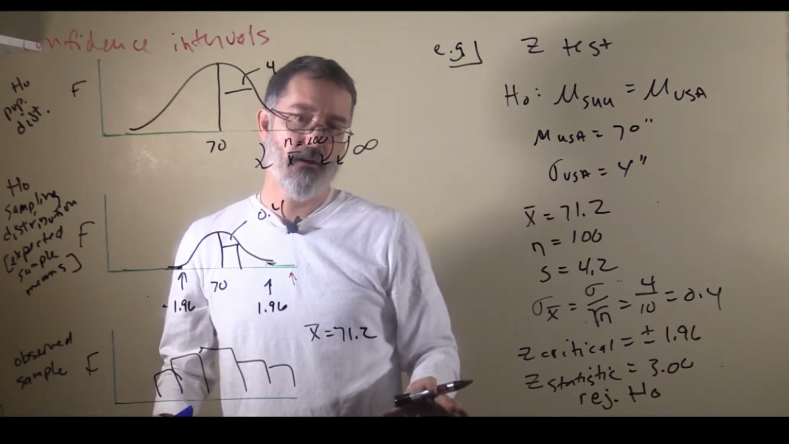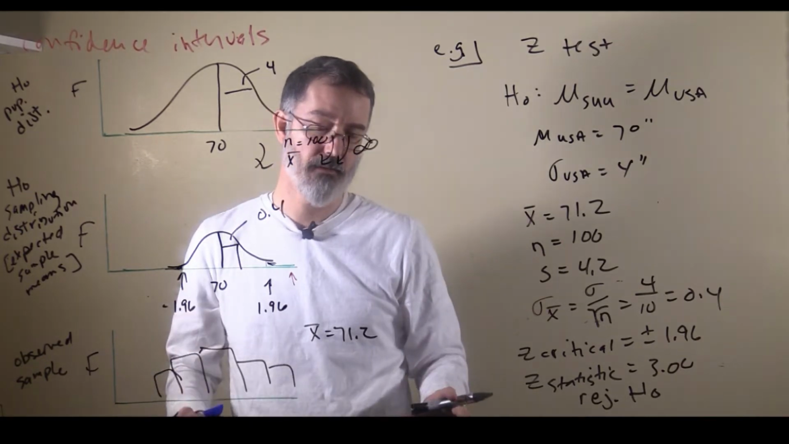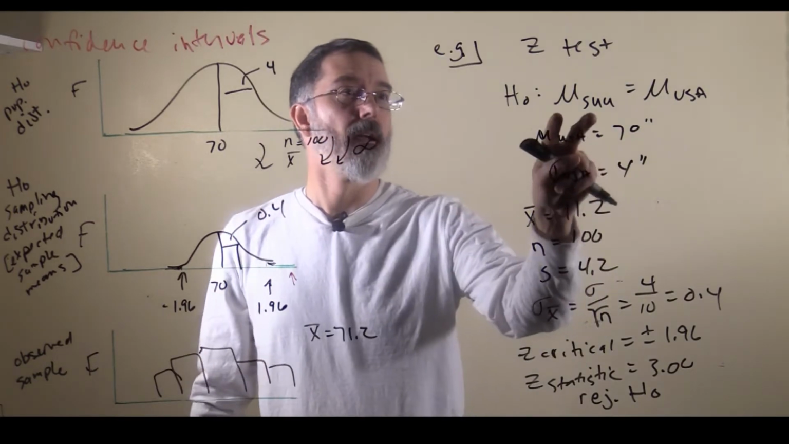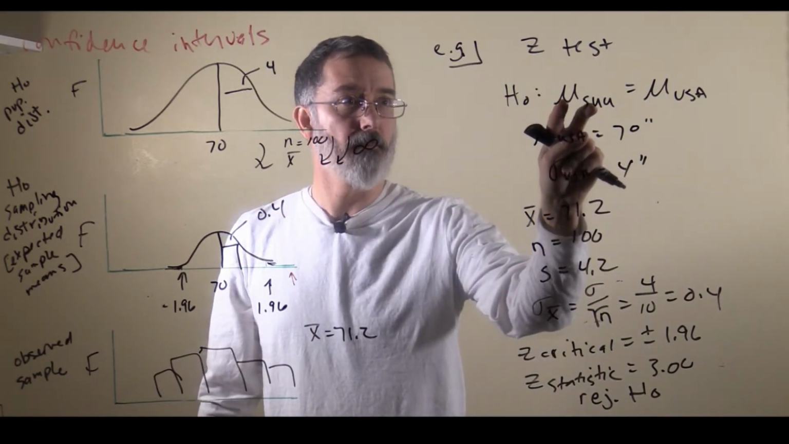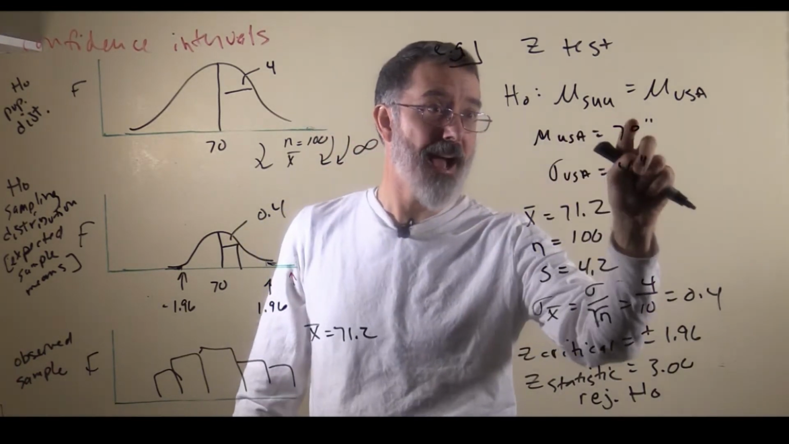So that was as far as the hypothesis testing inferential statistics was able to get us. It allowed us to decide that the SUU population mean is not the same as the American mean. SUU's population mean is not 70.